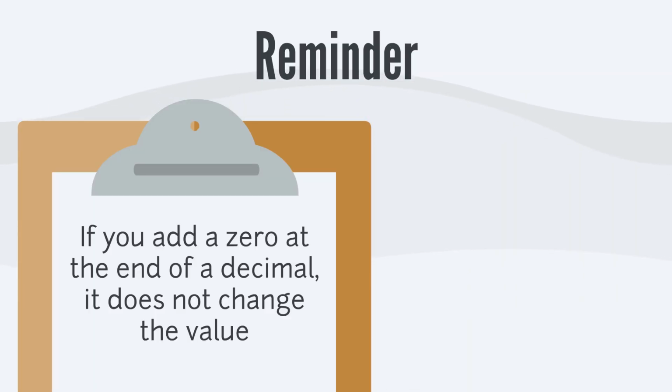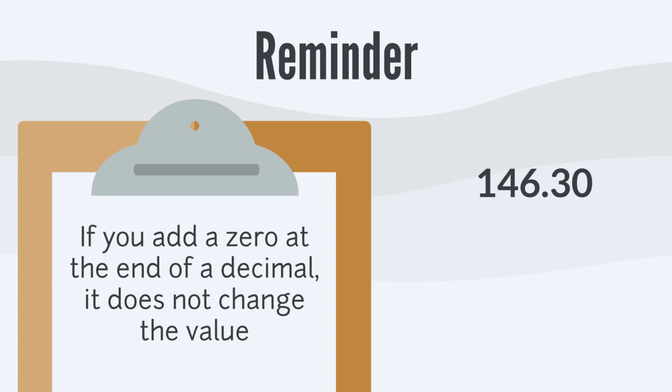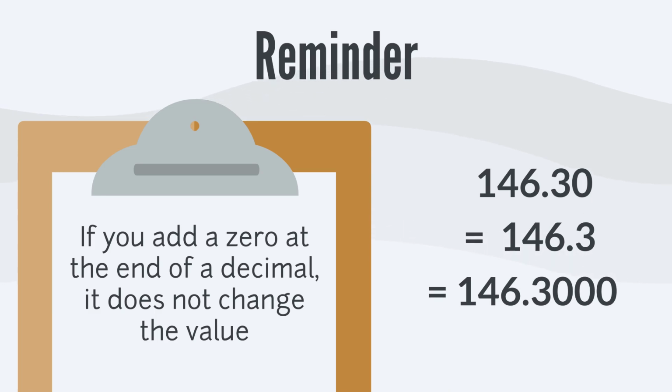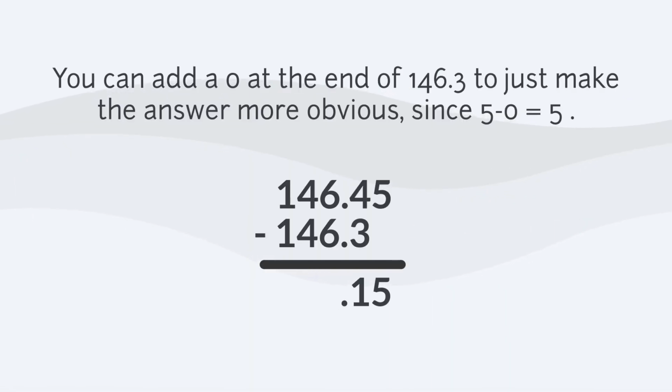Reminder, if you add a 0 at the end of a decimal, it does not change the value. 146.30 is equal to 146.3 is equal to 146.3000. You can add a 0 at the end of 146.3 to just make the answer more obvious, since 5 minus 0 equals 5.